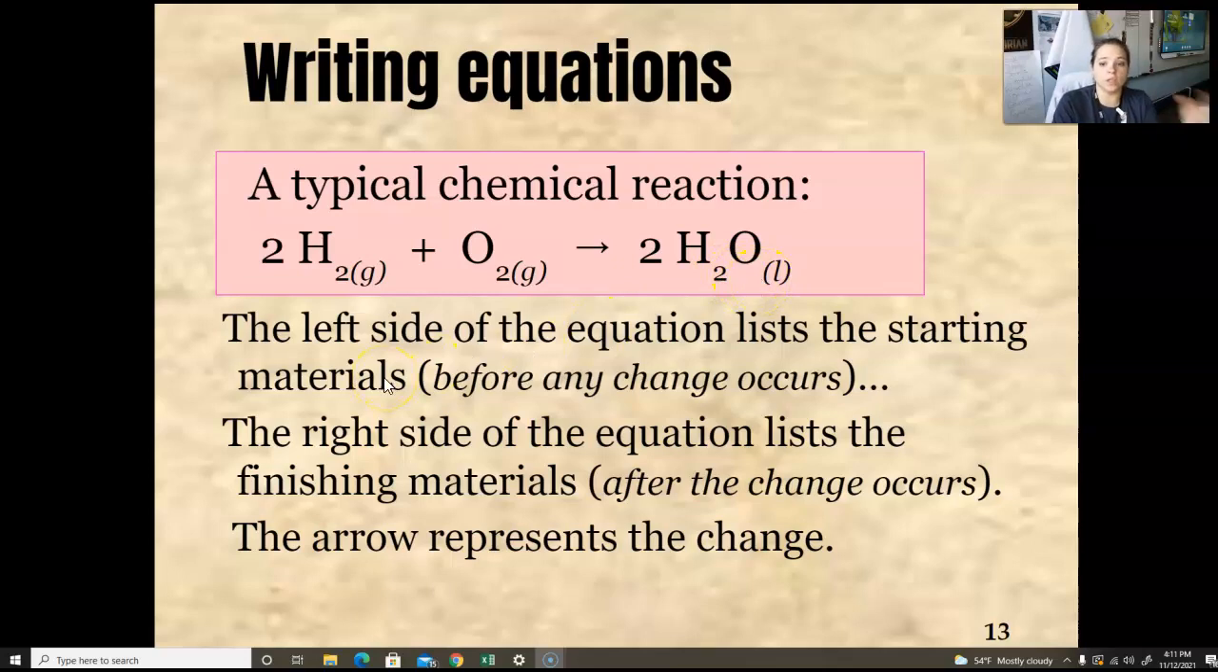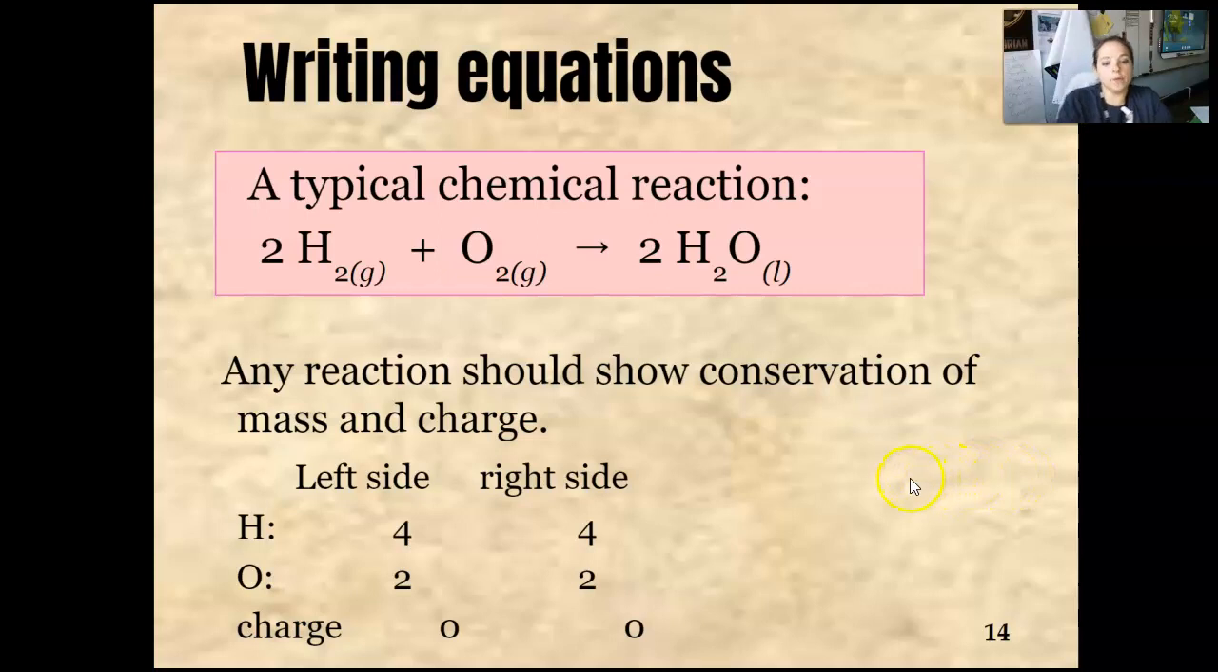So the left side of the equation lists the starting material before any change occurs. And then the right side is what happens after the fact, like the change occurs. The arrow right here represents the change. All reactions show a conservation of mass and charge. So hydrogen right here, there's two of them, 2 times 2, there's 4. So there's 4 right here. There's only 2 here on the left side. On the right side, there's still 4 here, and there's the O, and there's the 2. There's still 2. There's no charge, no charge.